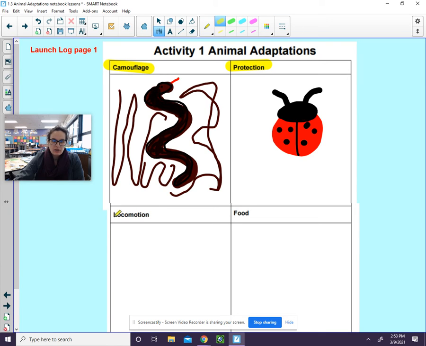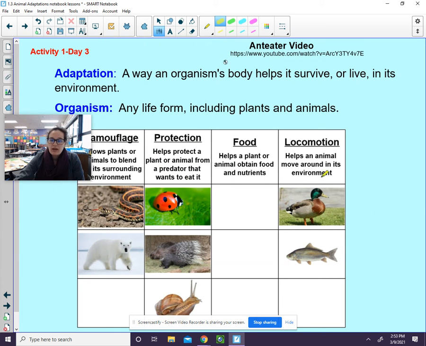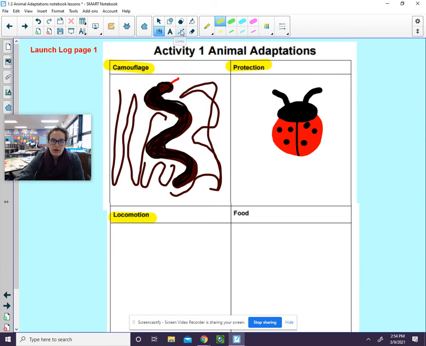Okay, we're now going to go to locomotion. Let's take a look at the animal choices we have here. We have the duck that has the webbed feet that help it swim, and it also has wings that help it fly. We also have the fish that had the slime on it that helped it swim fast in the water. So go ahead and pick an animal that you'd like to draw. I'm going to do the fish.